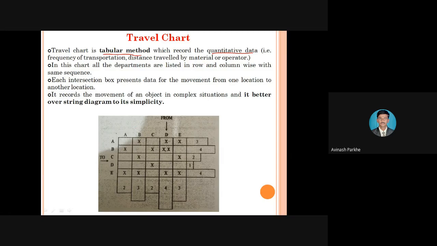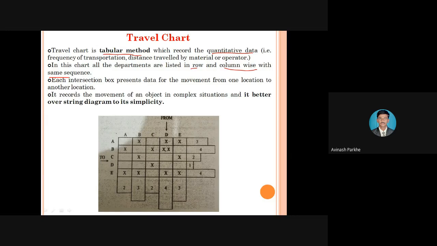Okay, so in order to represent that construction, here you can see in this particular chart, all the departments are listed in the rows and columns with the same sequence. So in this travel chart, whatever number of departments are present in the industry, those departments can be represented in the row type and the column type.